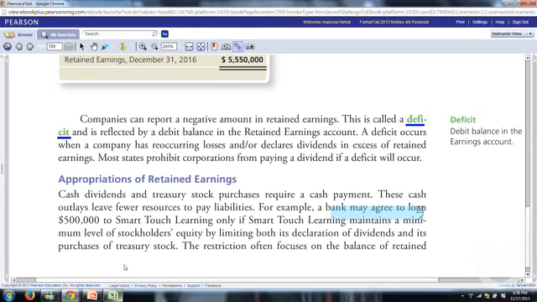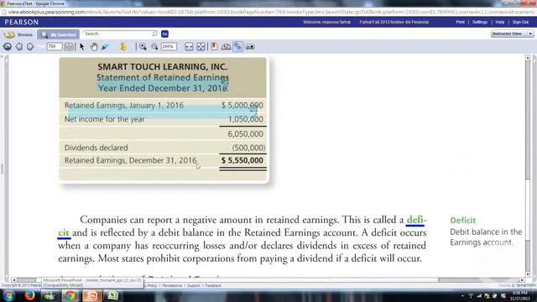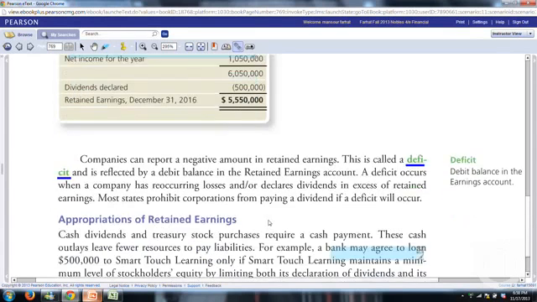So the bank, they want to protect themselves. So how does the bank protect themselves? They will put restrictions on the company. For example, they would say your retained earning or your equity cannot be reduced below a certain amount. For example, in this example here, they would say you cannot have a retained earning below $5 million. So your retained earning has to have a minimum of $5 million. Okay, so here you're in good shape because you have $5,550,000. So that's why they want to protect themselves.